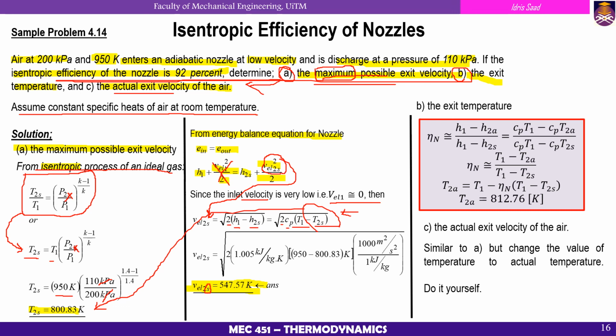So the isentropic, okay, this is the maximum. So the actual must be less than this one. Please do remember.